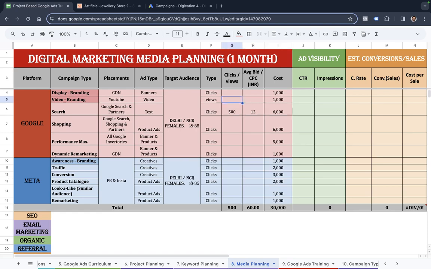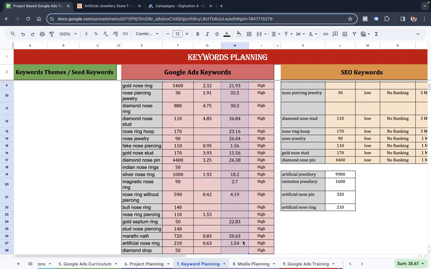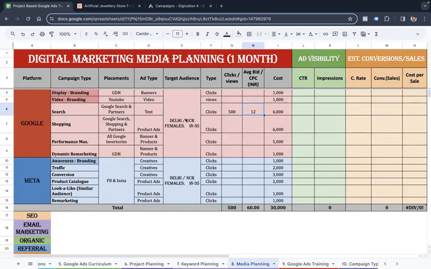Now for a display and video, we have to also add the average bidding amounts. Now the only problem is that we don't have any tool such as Keyword Planner tool for all the remaining campaigns. For search, we already had this Keyword Planner tool through which we have taken these bidding amounts. But for a display campaign, video campaign, shopping, and performance max campaign, we just don't have all of these tools. So what we have to do, we simply have to add the bidding average amount through the previous accounts that you have worked upon, or maybe through your experience.